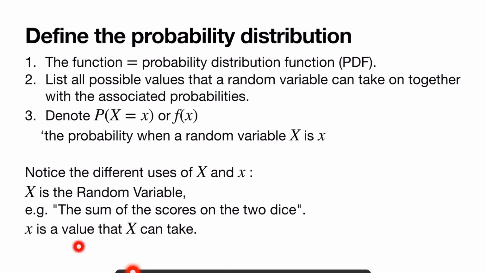So let's say the general random variable is the sum of the scores on 2 dice. This is our capital letter X. But when it comes to its value, when it comes to the scores, it is going to be the small letter x. It could be 0, it could be 1, 2, 3, 4. It depends on the scores, right?